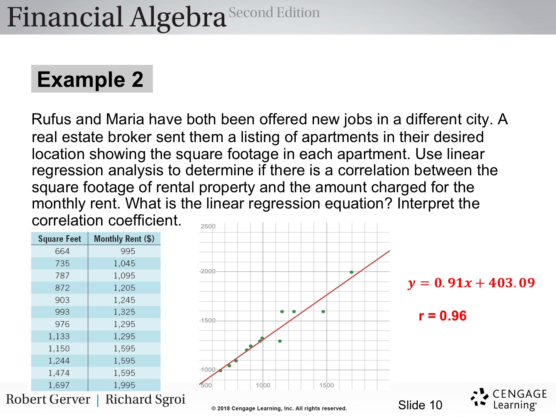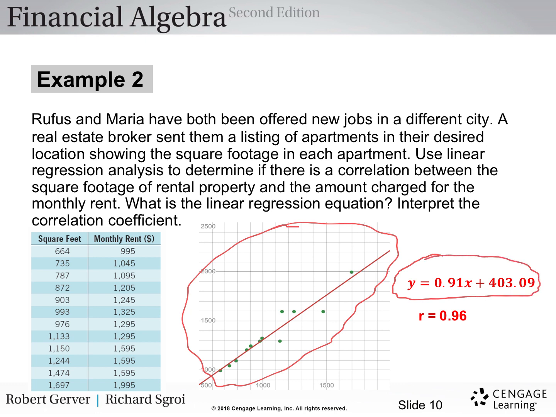Now, I took the information from this table of square footage and monthly rent and plugged it into Desmos to get a scatter plot, which you can see right here, where all the dots are. That indicates all the bits of information from the table. I then used Desmos to estimate a linear regression equation, and I came up with this for my linear regression equation. In addition, Desmos told me what the correlation coefficient was.